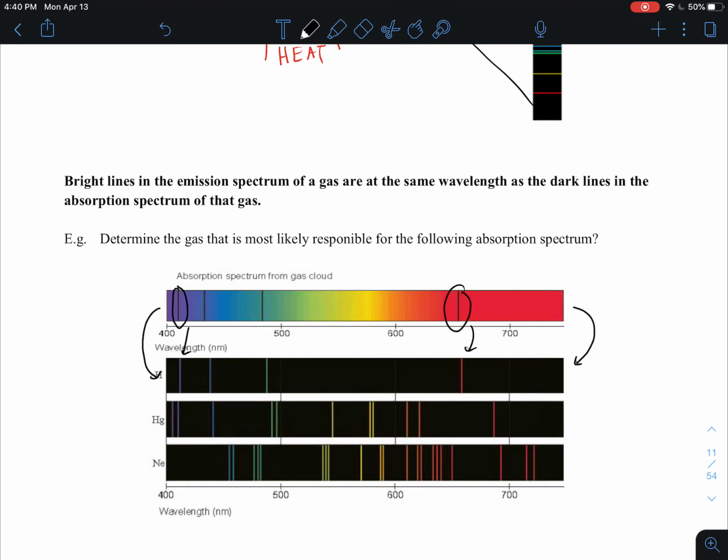Quite often when you look at the stars, you can see either the emission or the absorption spectrums, and it will actually tell you the composition of those stars. So if you see a bunch of black lines and you're able to look at all the different gases and their spectral lines, you can compare them to see what it's actually made out of.